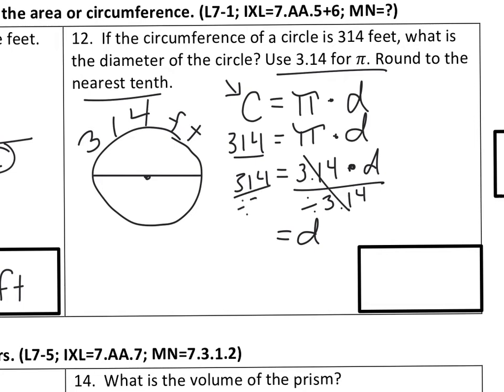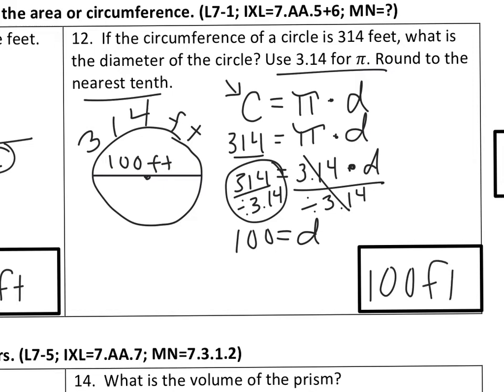We're going to divide by 3.14. When you do this, you get 100. And guess what? That's our answer. That's what we're looking for. It's 100 feet across. It's a linear distance, so we don't have a square on it or a 3 on it for cube. All right, let's take a look at number 13.